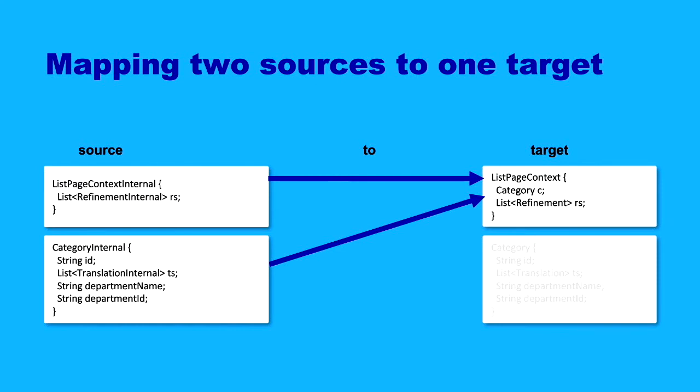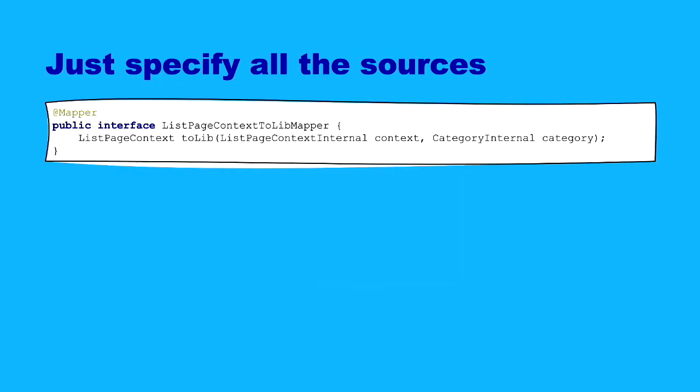Right, so having said that, let's have a look at a more difficult case, mapping two sources to one target. In this case, we have a list page context, the internal domain model, which has a list of refinements, which we need to map onto the library counterpart, and the category comes from a separate object, the external service we fetched it from. So in that case, we only have to specify all the sources in our mapping method, starting with the context where the refinements are defined, and then we have to provide it the category. And also, this just works out of the box. That's great.